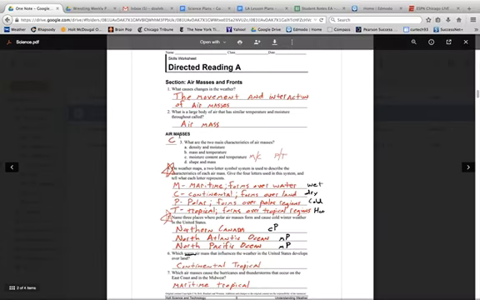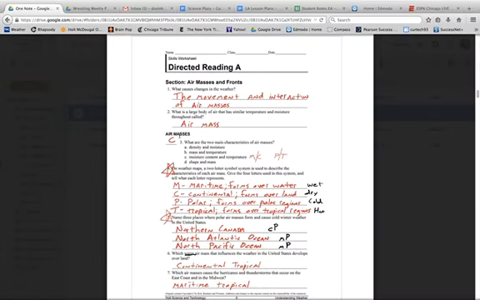All right, here are the correct answers for directed reading A, air masses and fronts. Number one, what causes changes in the weather? That's the movement and interaction of air masses. And two, what is a large body of air that has similar temperature and moisture throughout? That's an air mass. Three, two main characteristics of air masses are moisture content and temperature.